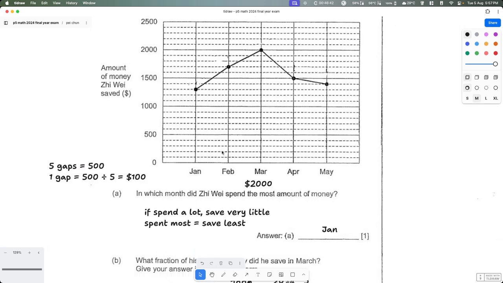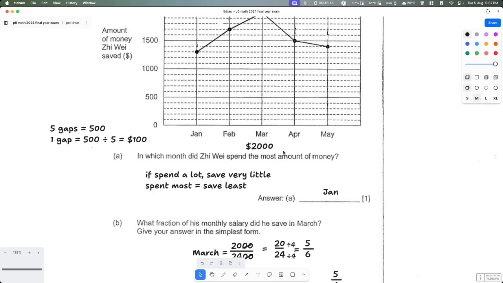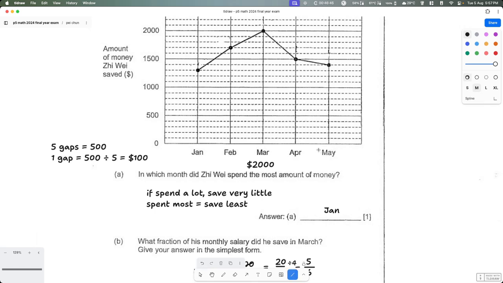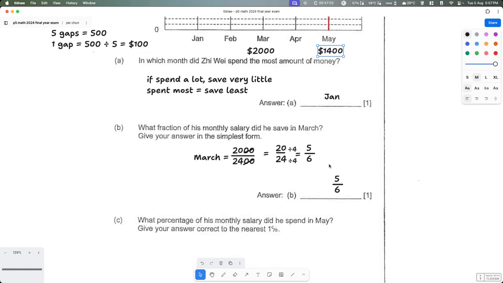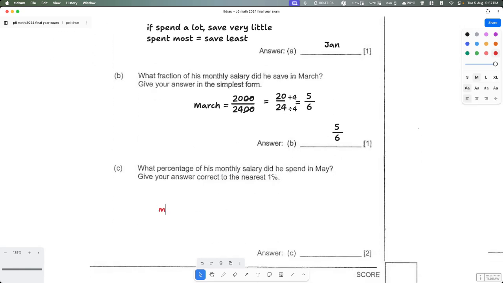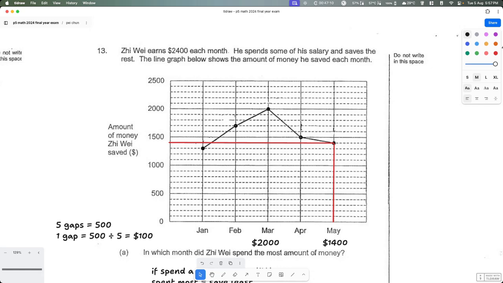So, the spending in May. Let me just put the line of May over here. Put it in red so it's easier to see. This is before 1,500, so this should be 1,400. That's what I see over here. So in May he saved $1,400.